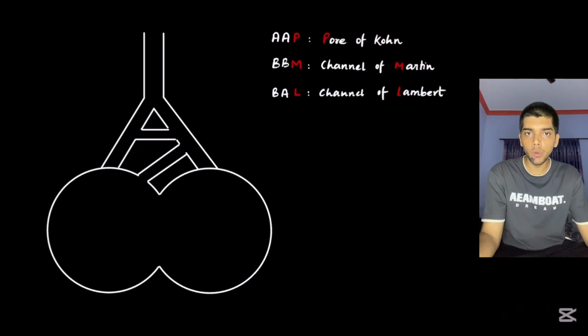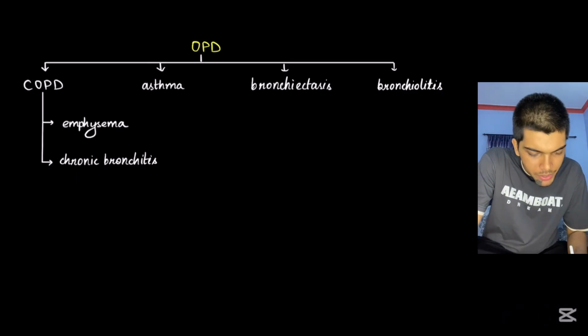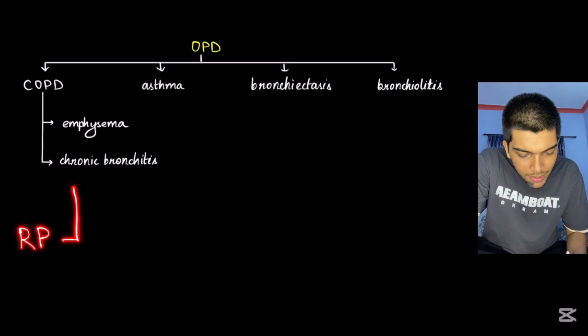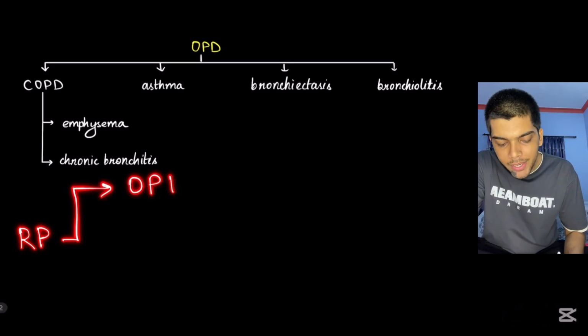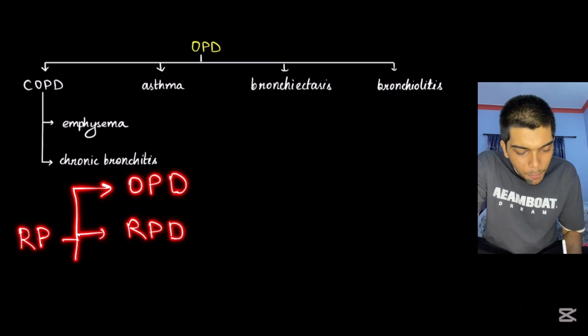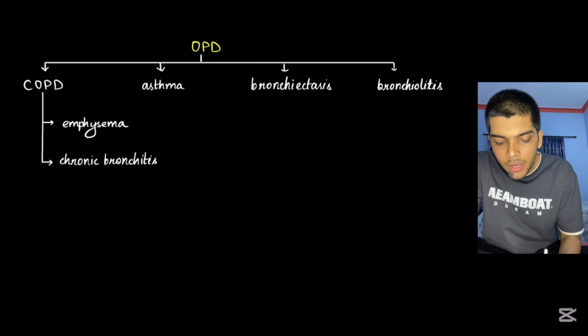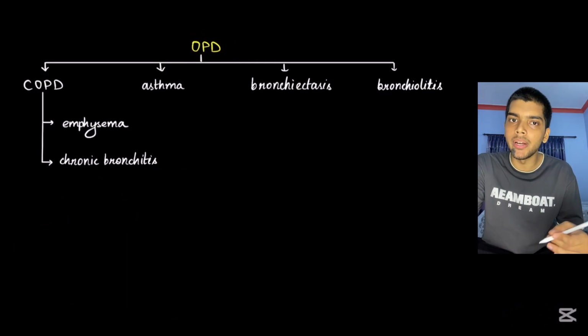So with that, we are done with basic anatomy. Now the pathologies. Under respiratory pathology, we are going to look at the obstructive pulmonary disease, the restrictive pulmonary disease, the pulmonary infection, and finally the bronchogenic carcinoma. Starting off with obstructive pulmonary disease.